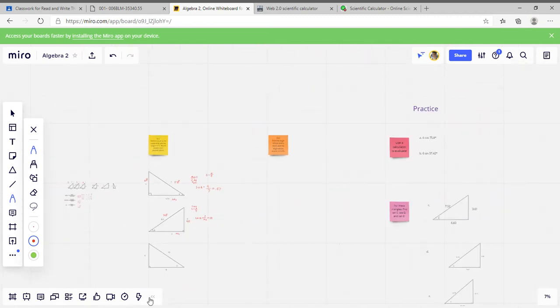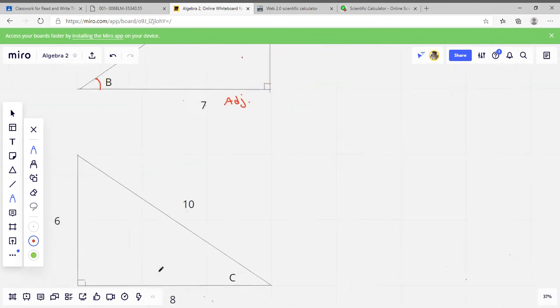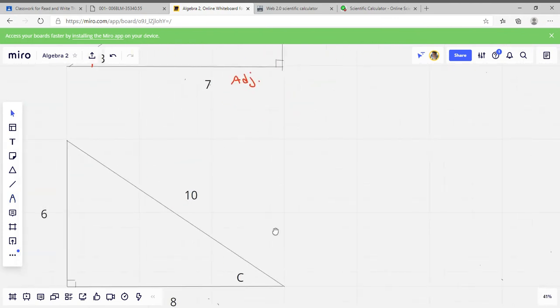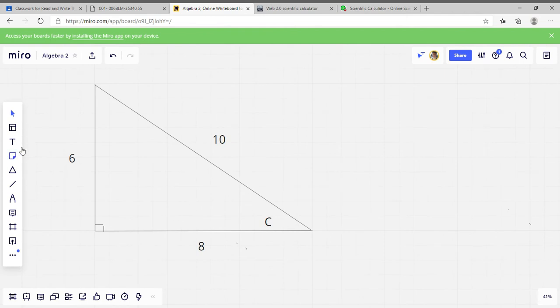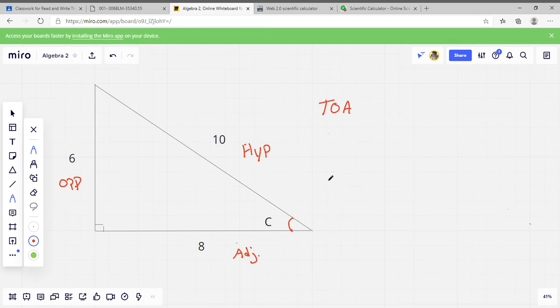All right, and then the last one we have to find the tangent. Okay, so first we'll label our sides. This one's the hypotenuse. Here is our angle C, so the opposite of that would be over here. And the adjacent would be down here. Okay, and TOA is tangent equals opposite over adjacent.